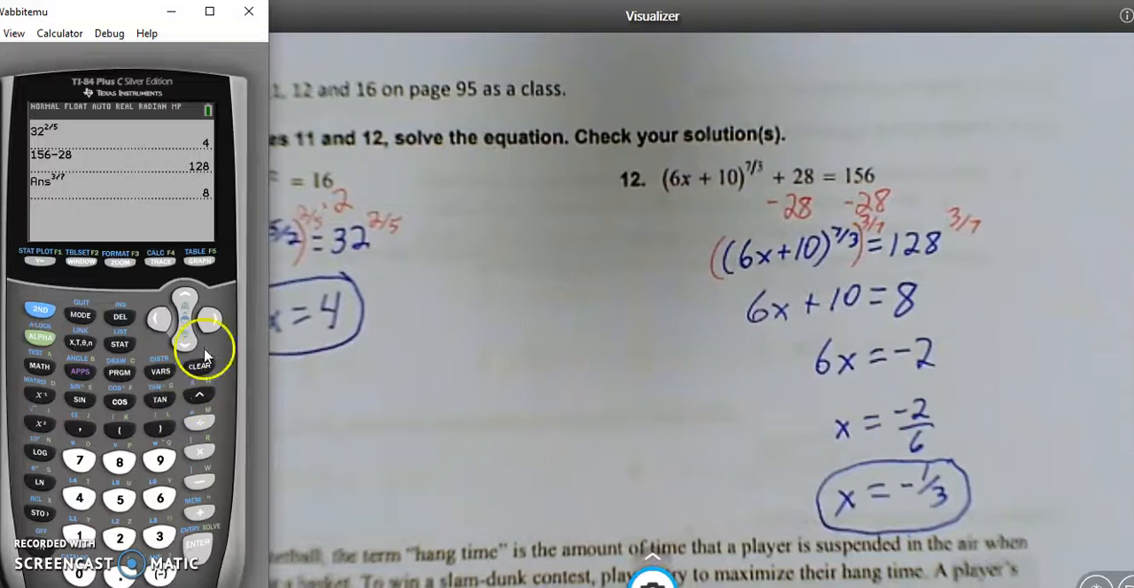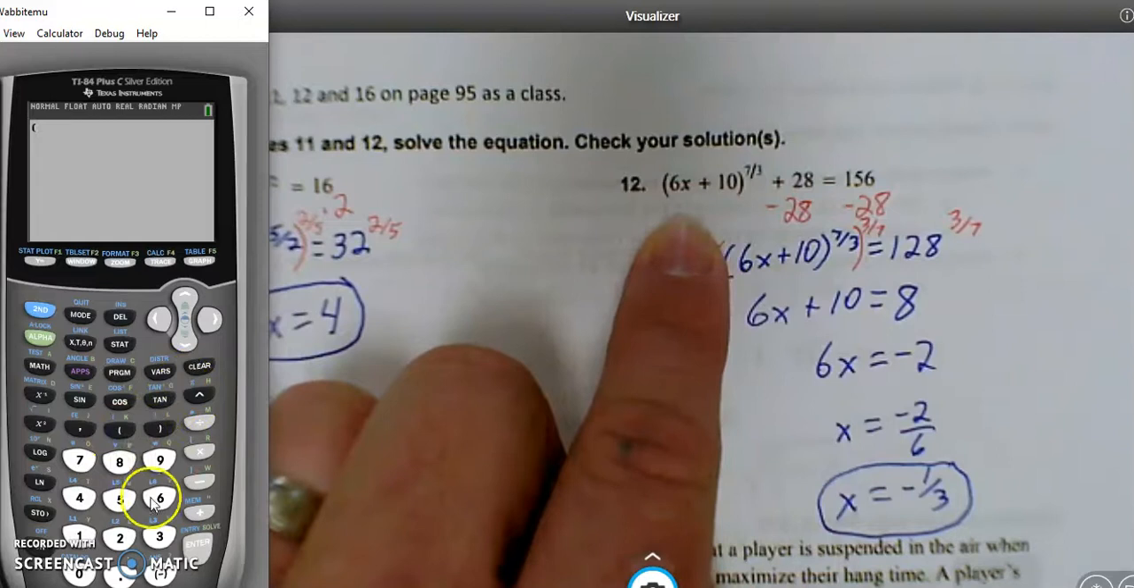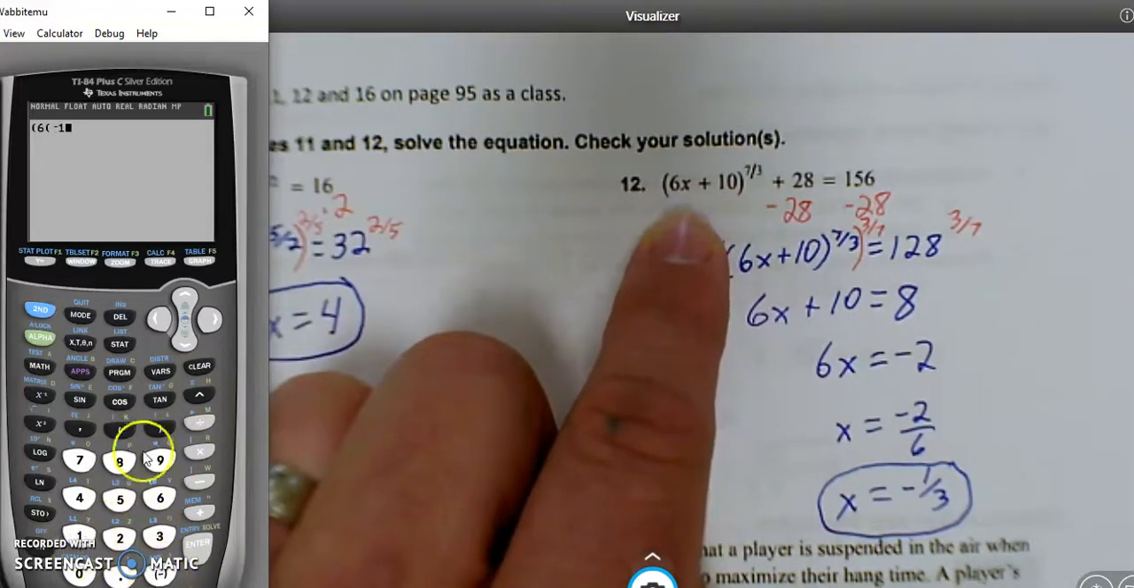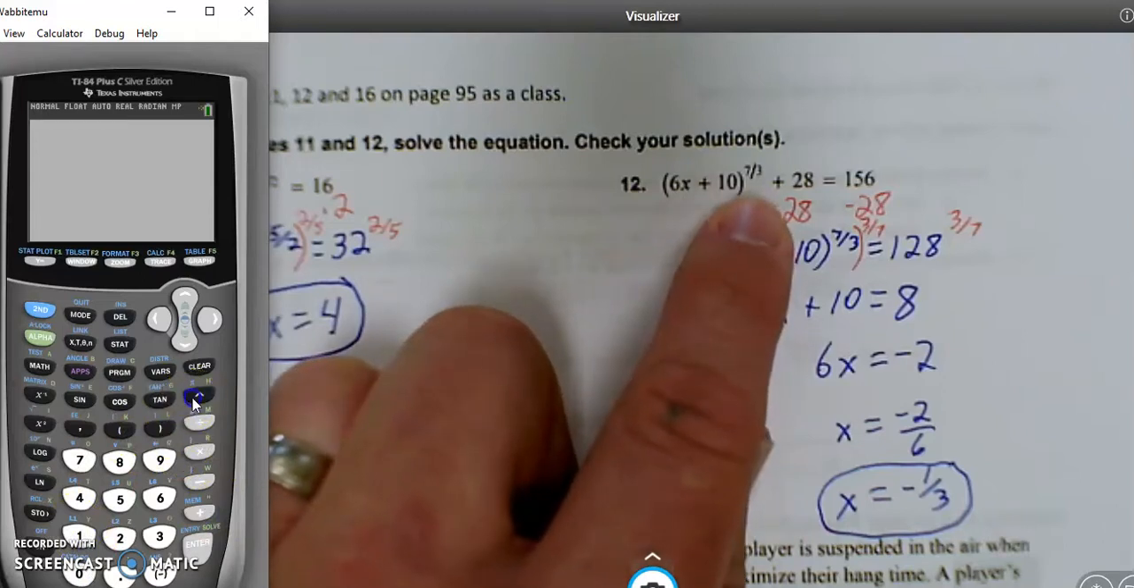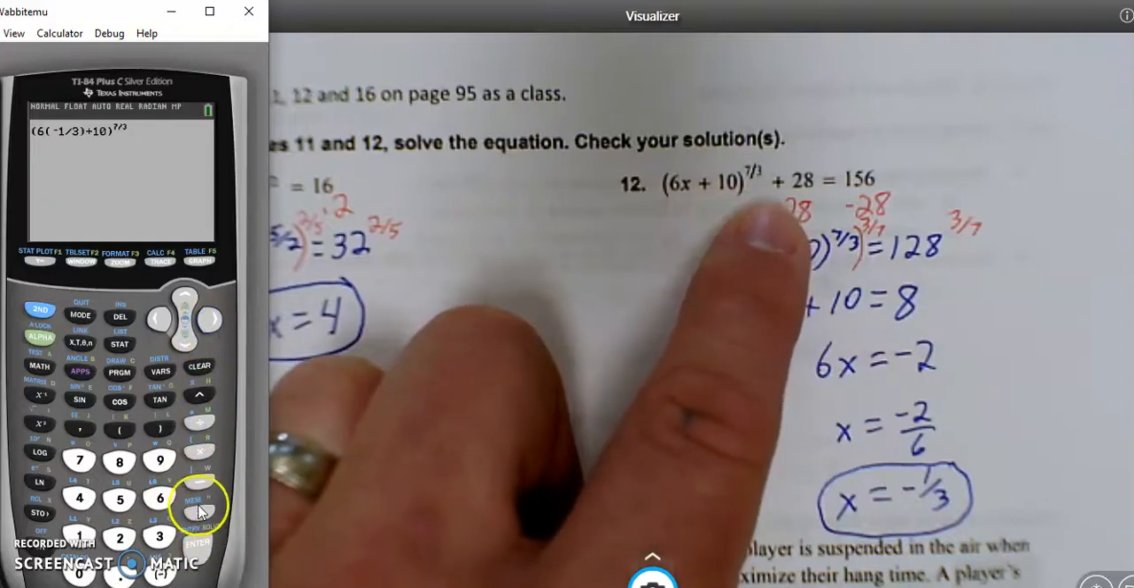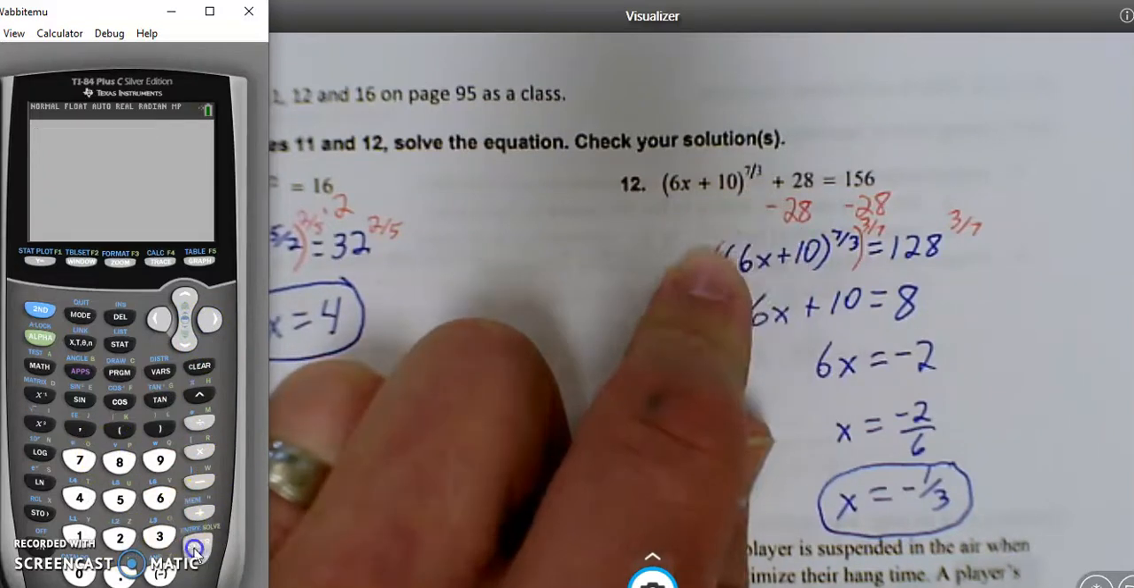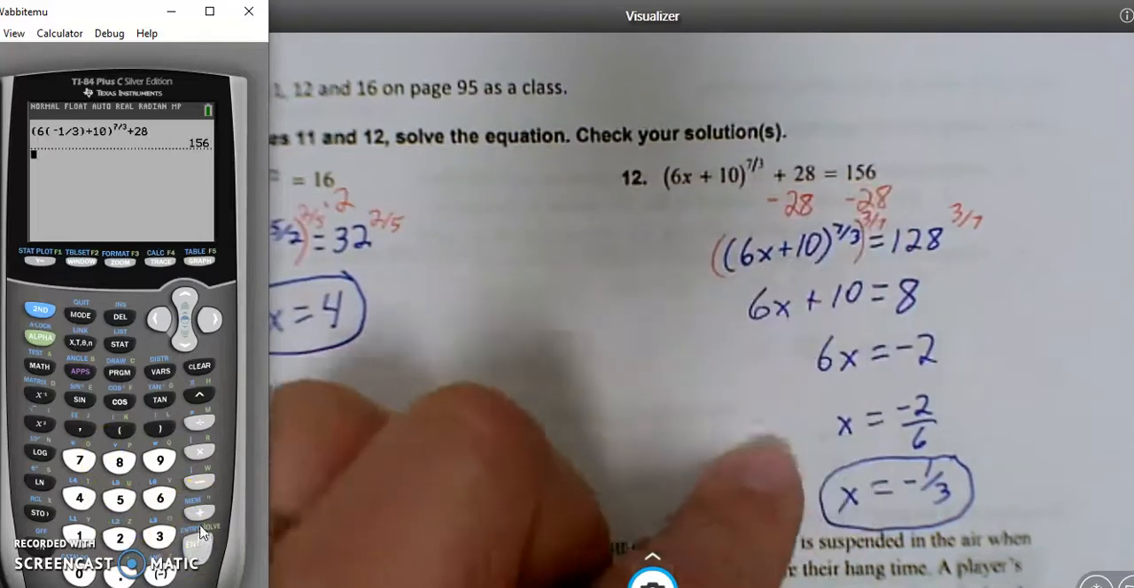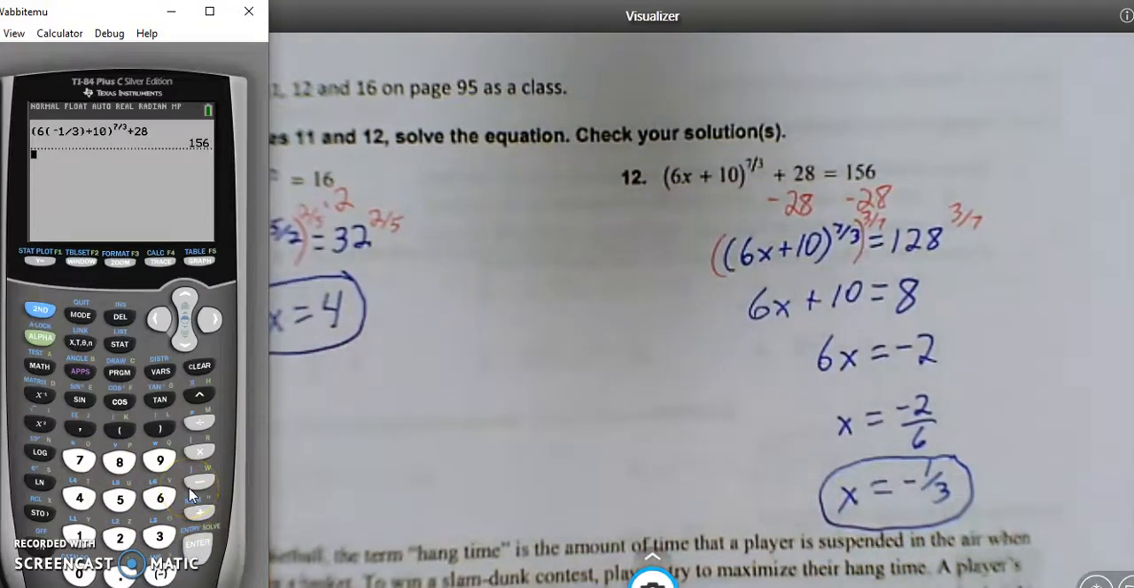Alright, and like I said on the last one, you should check your answer. I will actually show checking this one since I did not on that previous one. So 6 times negative 1/3 plus 10. I'm going to close those parentheses. Now I'm going to raise it to the 7/3 power. And then I'm going to hit the right-hand arrow to get out of the exponent before hitting plus 28. And when I hit enter on all that, I get 156, which lets me know this was not extraneous. It was a good answer.